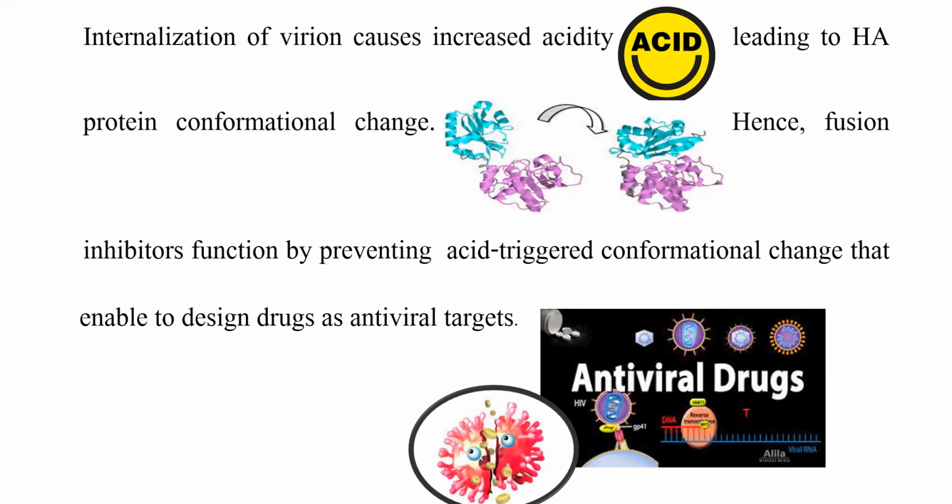So what scientists have discovered is how these fusion inhibitors function. They function by preventing this acid-triggered conformational change, which then enables them to incorporate these fusion inhibitors when designing antiviral drugs to combat the influenza A virus.